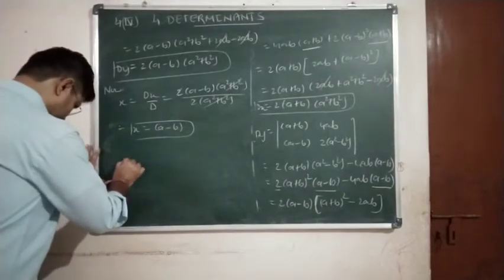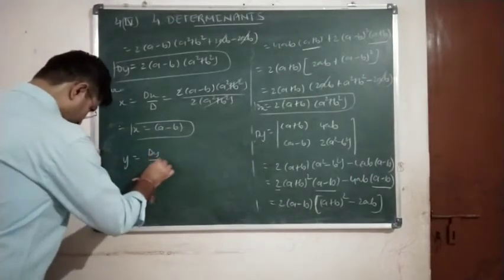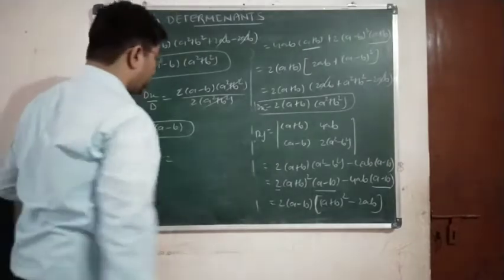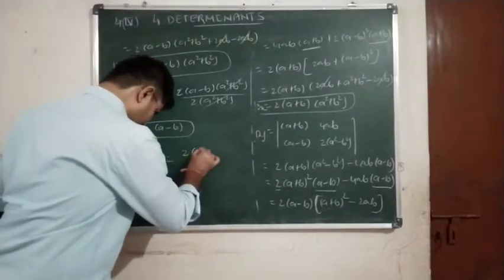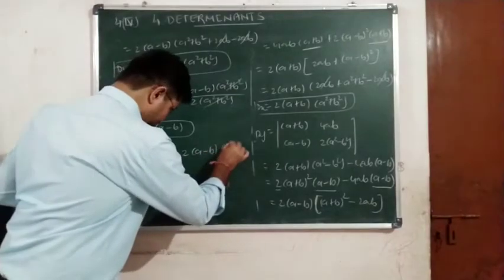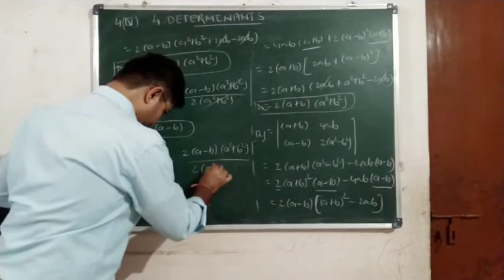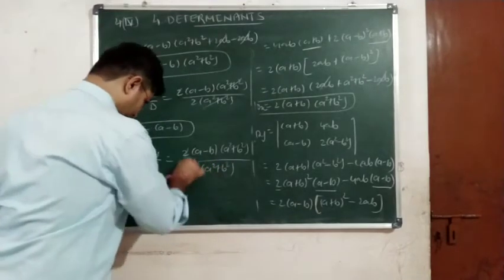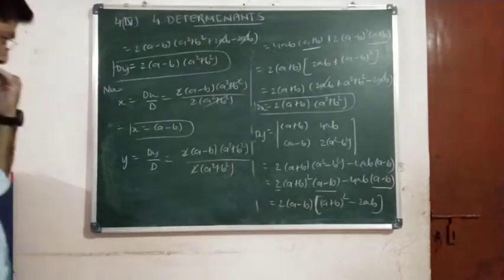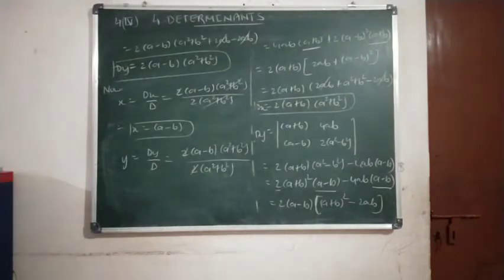Okay, again y. Y is equal to dy by D. So what is the value of dy? 2 into (a minus b) into (a square plus b square) upon D is 2 into (a square plus b square). So the 2 got cancelled.